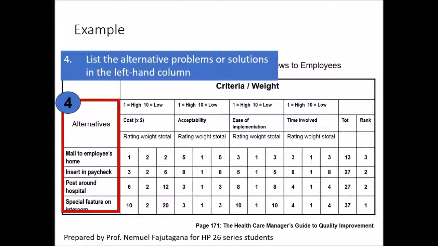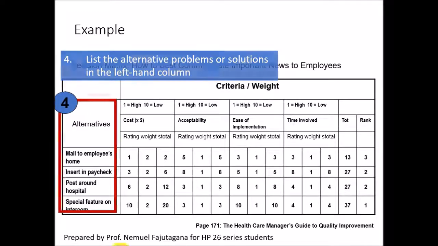So, here, then after that, they talk about alternatives. Mail to employees, insert in paycheck. Then you include already a note. Post around hospitals, or put a special feature in intercom. But remember, again, you start with rating, right?